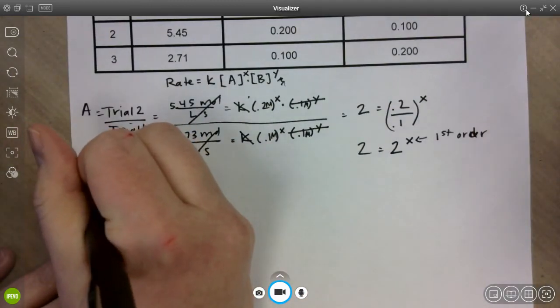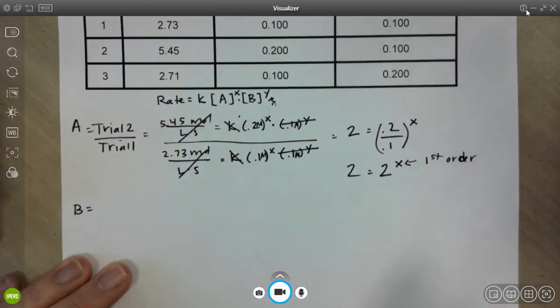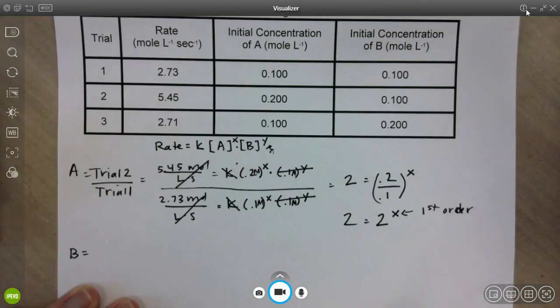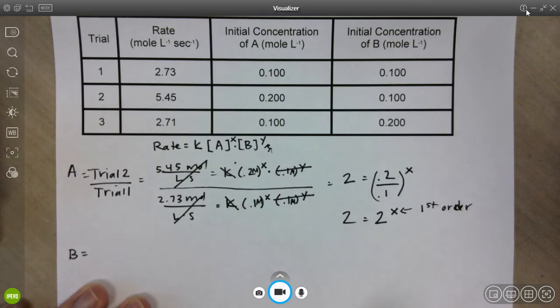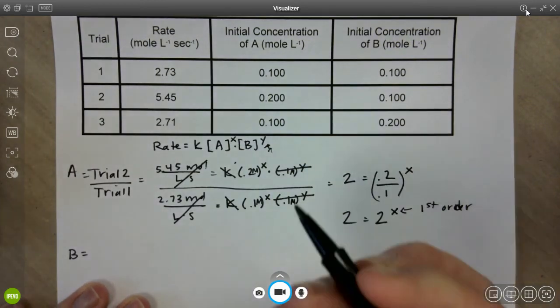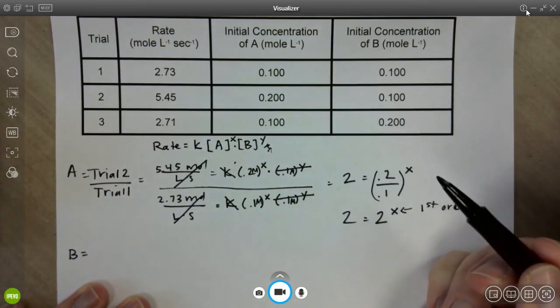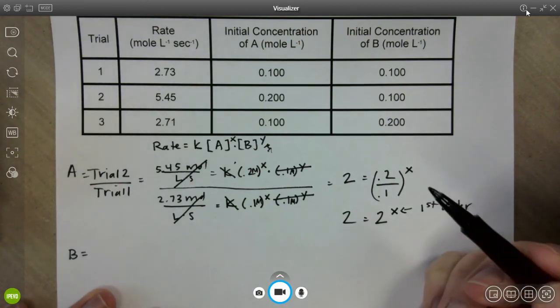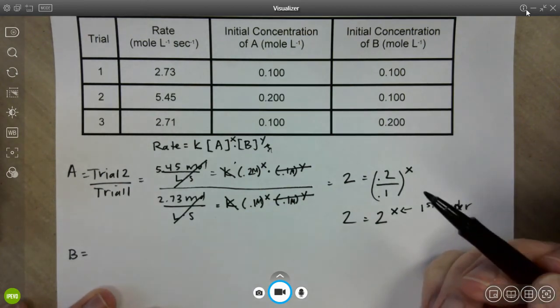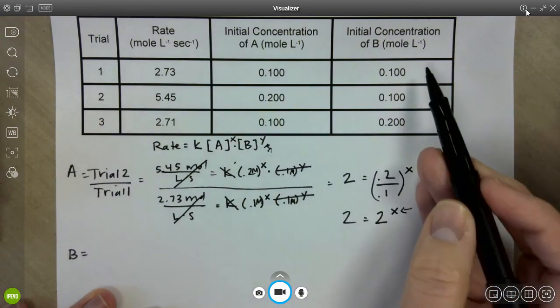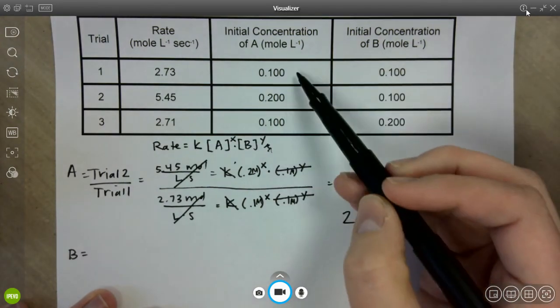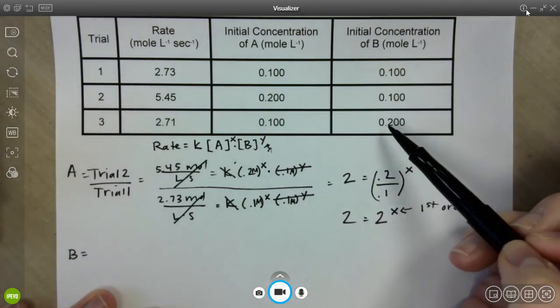We will see when we get our overall rate law figured out. So for B now, we'll go back here. For B, I want to figure out what the order is for B as well. So I'm going to do the same thing. I'm going to pick 2 trials that are the same for A, if I can find it, but different for B. And if we look here, 1 and 3 work really nicely for that.